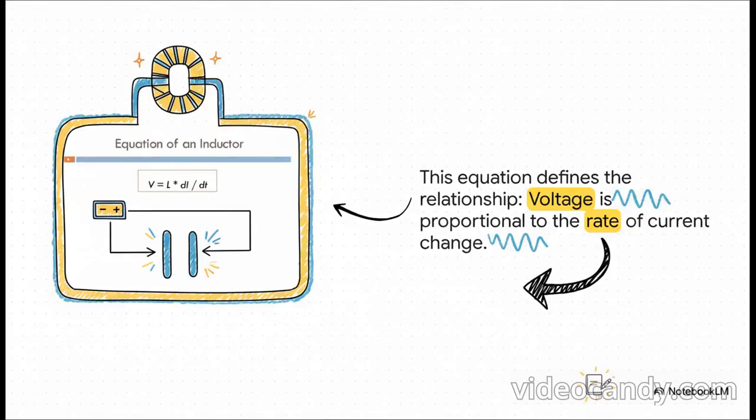V equals L times di over dt. Now, V is the voltage that the inductor creates to push back. L is the inductance, which is just a number telling us how strong the inductor is.